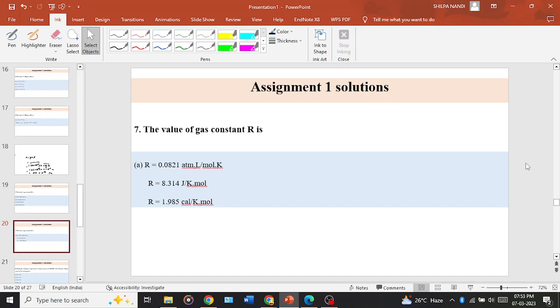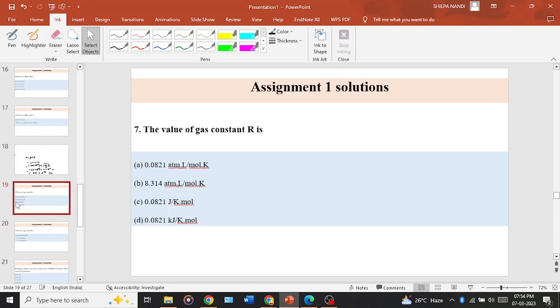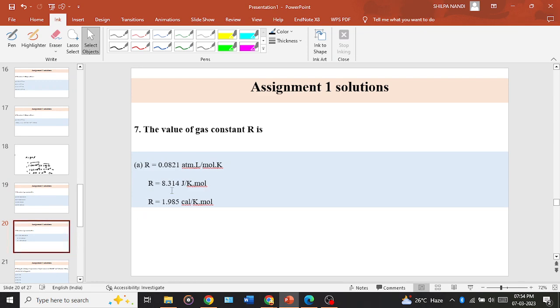Correct? So don't mix up this 0.0821 and 8.314 with their units specifically. Sometimes what happens is you remember 8.314 but then you link it with atm liter per mole Kelvin, or just now as it happened, you had this number in mind but you were not correct with the unit. So here it was 8.314 atm liter per mole Kelvin in option B, and the correct value is 8.314 joule per Kelvin mole.